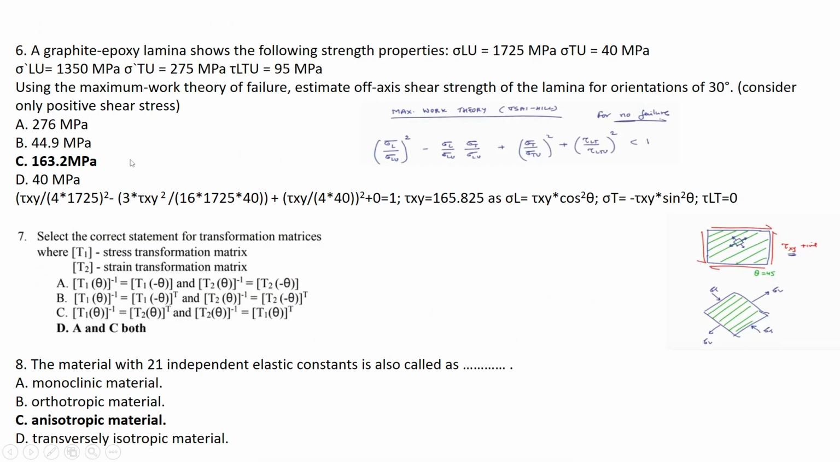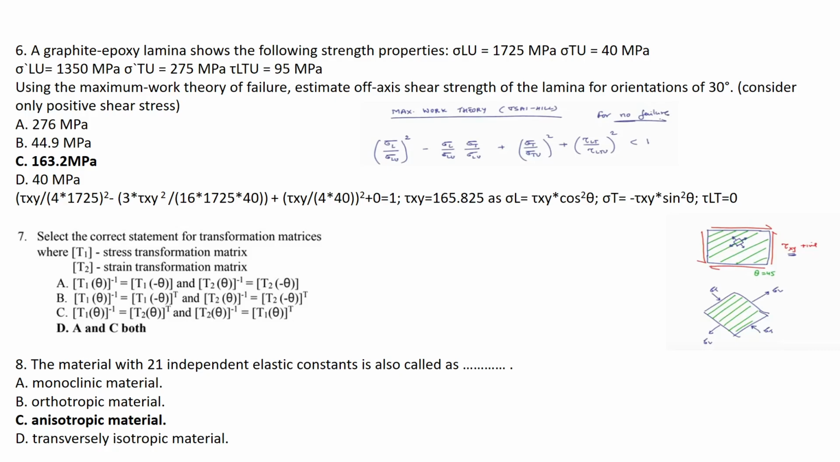Now in the sixth question, they've asked that a graphite epoxy lamina shows the following strength properties. Now the failure theory is to be used to estimate the maximum off-axis shear strength of the laminate for fibers oriented at 30 degrees. It's also given that we need to consider only positive shear stress. A similar question has been discussed in the lectures too. We take that tau xy is positive, and therefore this equation is used in which sigma L is taken to be tau xy cos square theta, while sigma t is taken as minus tau xy sin square theta. You can refer to sir's lecture of week 10.